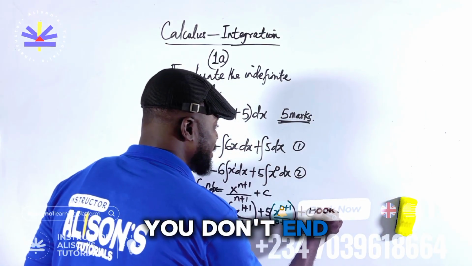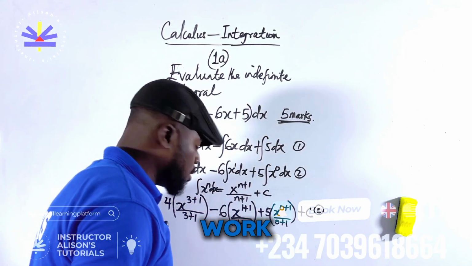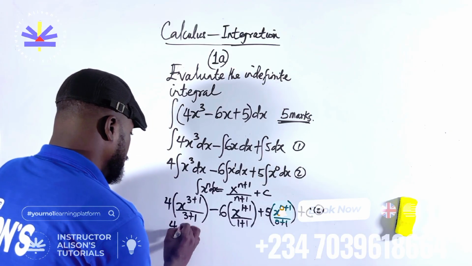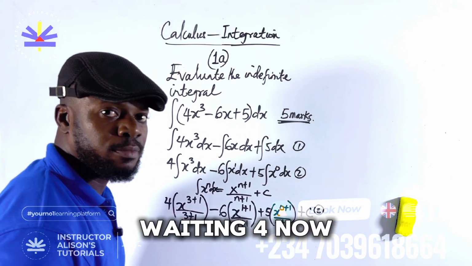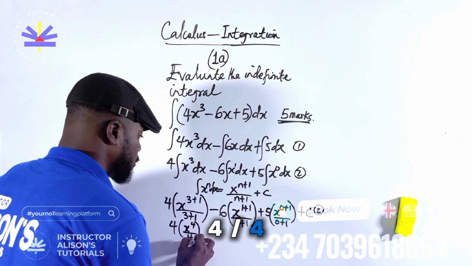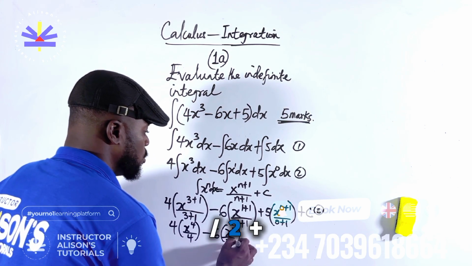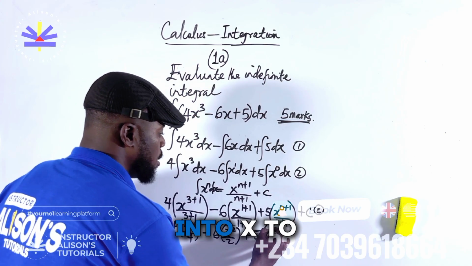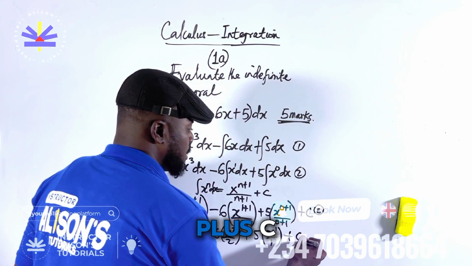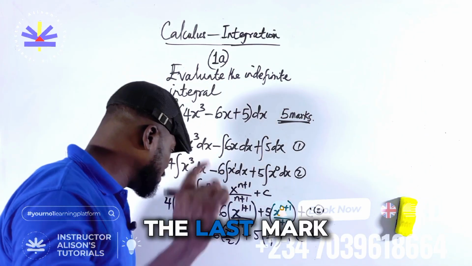So with this one now, you have earned 3 marks. How do I earn the remaining 2 marks or finish up the work? Let's do it quickly. So you should say 3 plus 1. 3 plus 1 will give you 4. So x to the power of 4 divided by 4, minus 6 into x to the power of 2 divided by 2, plus 5 into x to the power of 1 divided by 1, plus c. That is 4 marks, but the last mark we won't get yet. The last mark we're supposed to get.